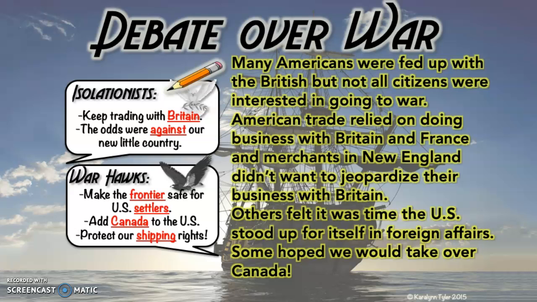Now, as some Americans started to call for war, there were other Americans who said absolutely not. So we have the two groups, the isolationists, represented by the dove, and the war hawks being represented by the hawk. Isolationists, for the most part, were people who were involved in the shipping business, whether they were sailors or they were businessmen. They wanted to keep trading with Britain and knew that a war would put an end to that, at least temporarily. Some of them also felt that the odds were against the United States because it was a brand new country.